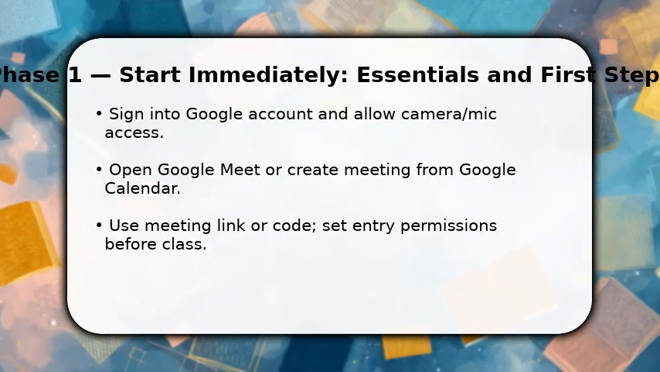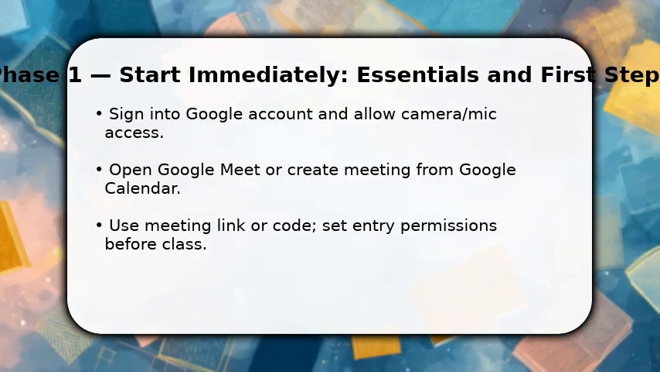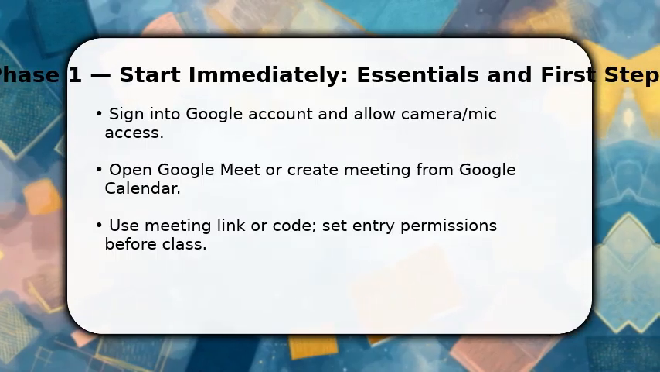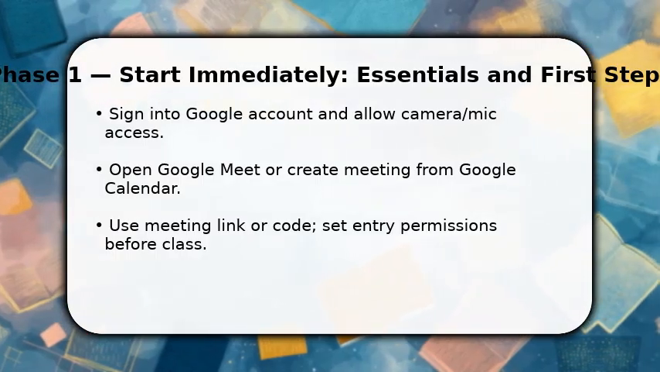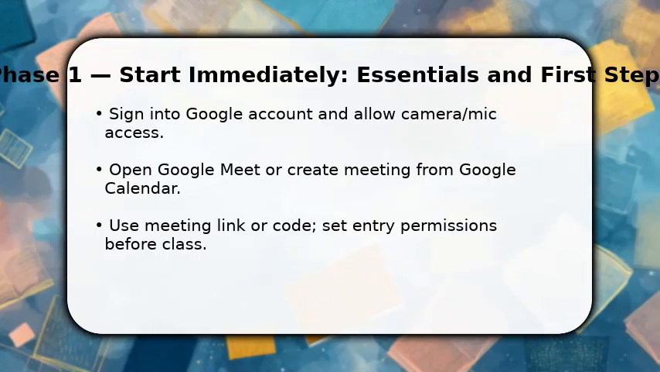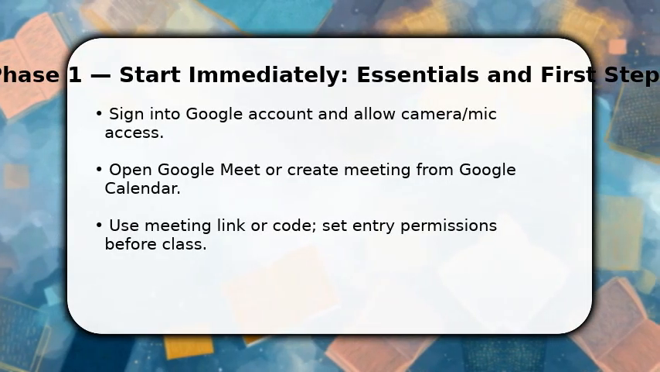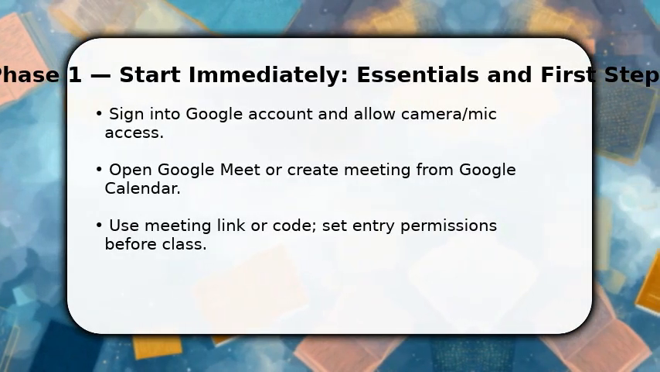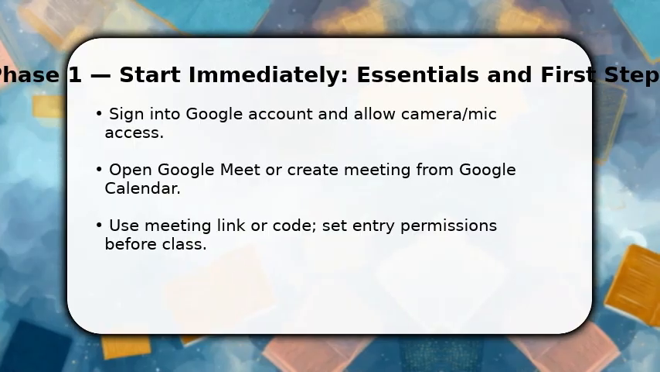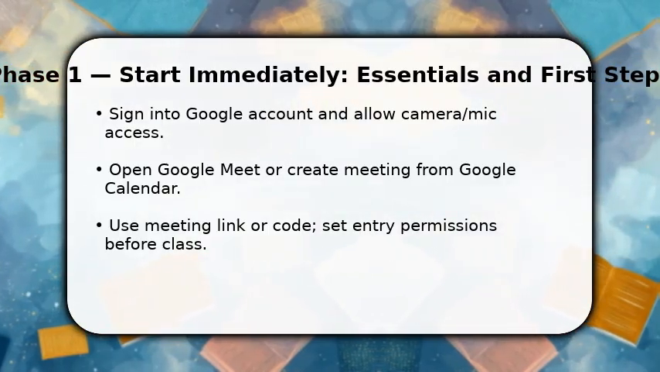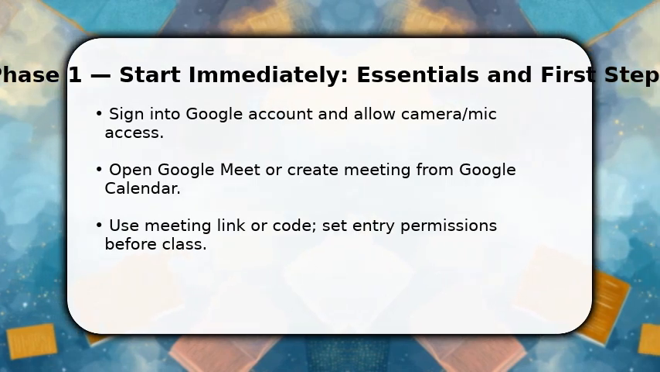You begin by signing into your Google account and granting camera and microphone permissions. This is essential. Once signed in, open Google Meet or create a meeting directly from Google Calendar to attach to class events. Make sure to choose who can join, only people in your domain or anyone with the link, and copy the meeting link. Test your camera and mic once, and if needed, select the correct device in settings so students hear you clearly before you start the lesson.